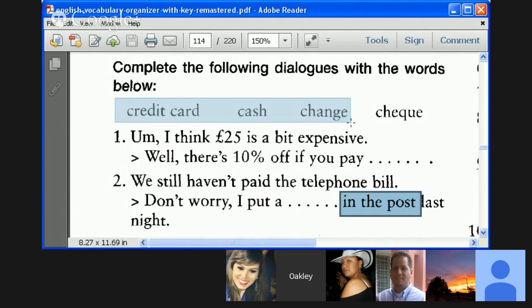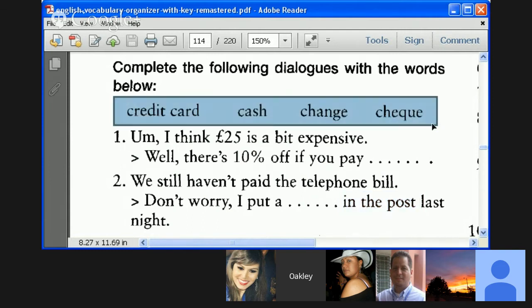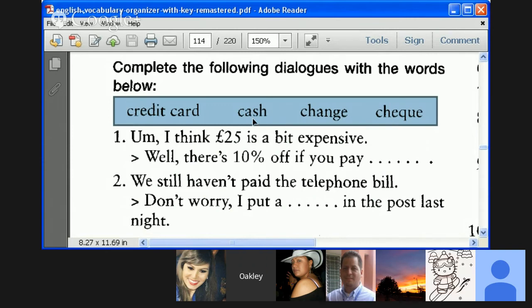Of course, now people bank online, they pay bills online, or they use a debit card, what have you. So this would be kind of an older way to pay your bills. Yeah. With one of these. Don't worry. I put change in the post last night.